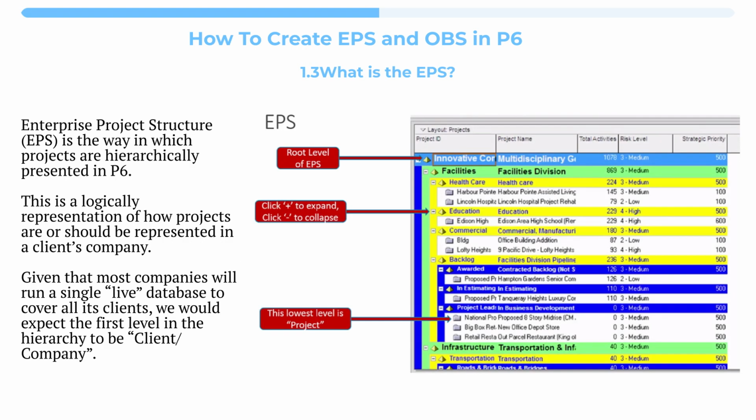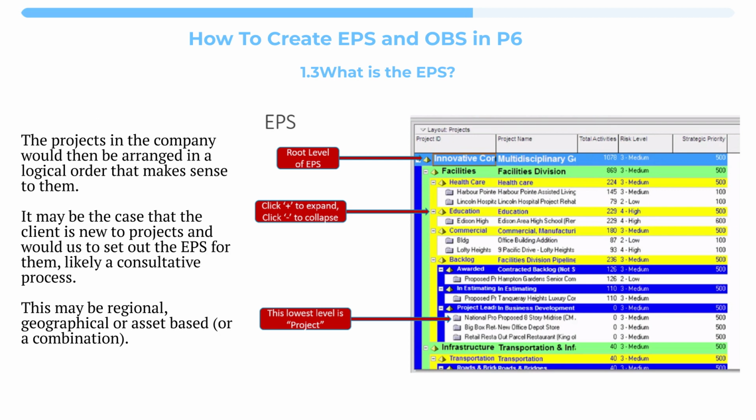Enterprise project structure, EPS, is the way in which projects are hierarchically presented in P6. This is a logical representation of how projects are or should be represented in a client's company. Given that most companies will run a single live database to cover all its clients, we would expect the first level in the hierarchy to be client/company. The projects in the company would then be arranged in a logical order that makes sense to them.